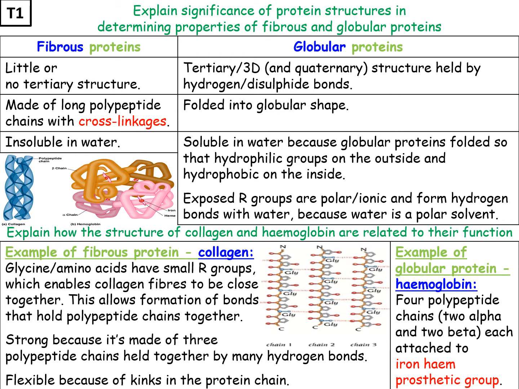This allows formation of bonds that hold the polypeptide chains together, making collagen strong. It's made of 3 polypeptide chains held together by lots and lots of hydrogen bonds in the cross linkages. It's also flexible because of kinks in the protein chain. Whereas hemoglobin is a quaternary structure made up of 4 polypeptide chains, 2 alpha and 2 beta, and each of those polypeptide chains has an iron-heme prosthetic group attached to it.